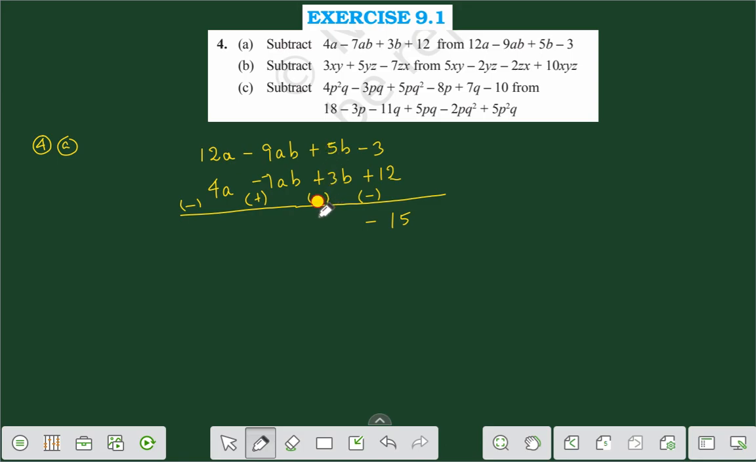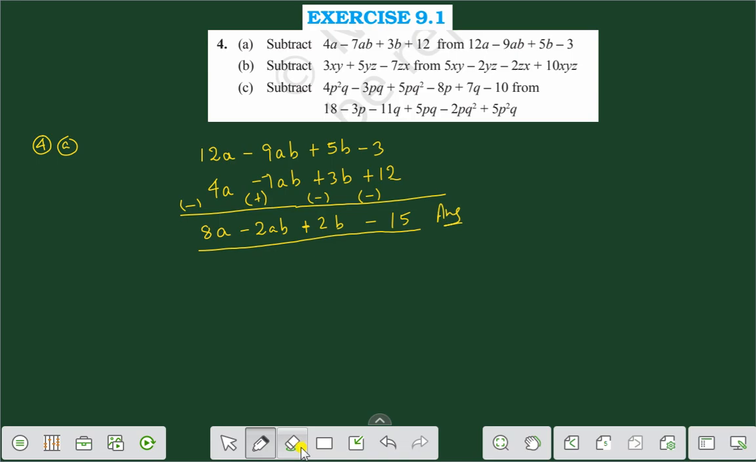5 minus 3, that is plus 2b. This is minus 9 plus 7, that is minus 2ab. And this one is 12 minus 4, that is 8a. Therefore, the answer is 8a minus 2ab plus 2b minus 15. This is the answer of question number 4a.